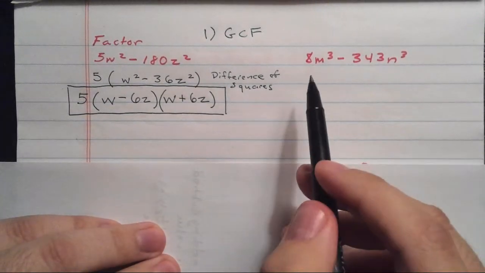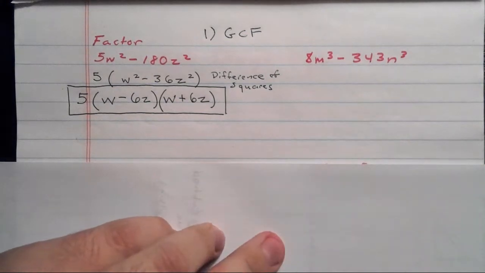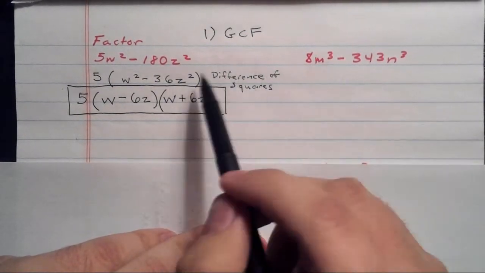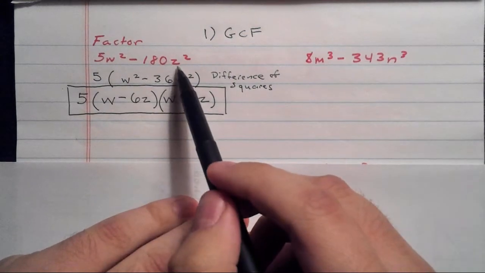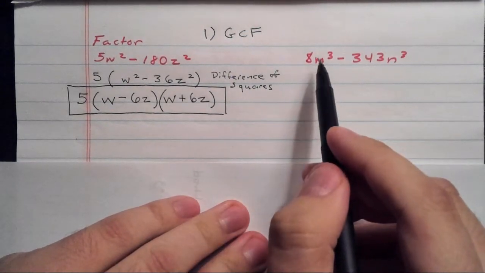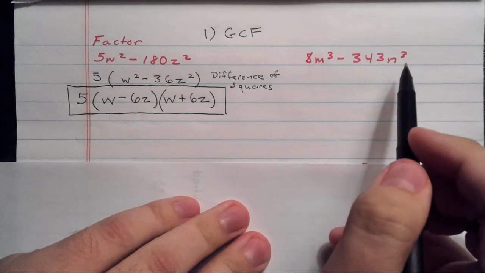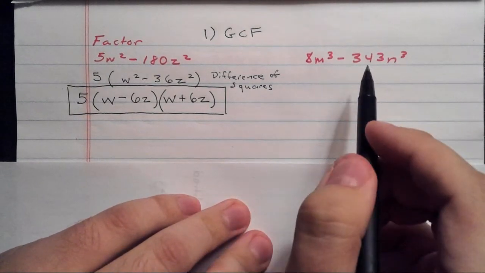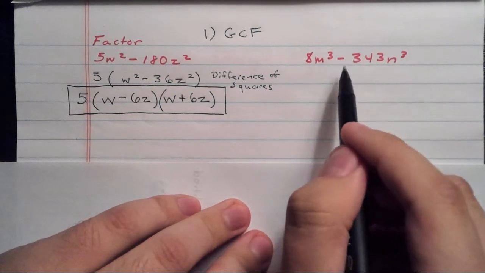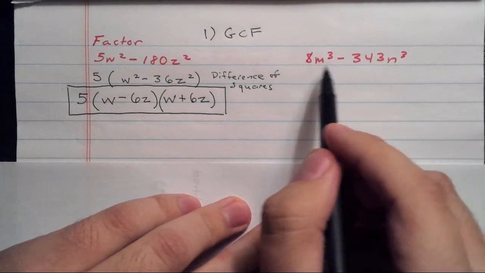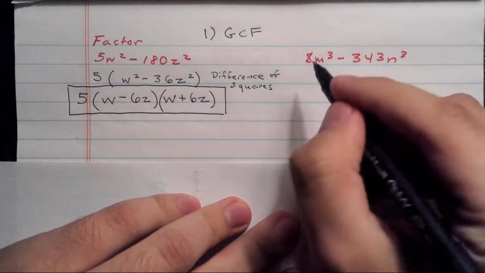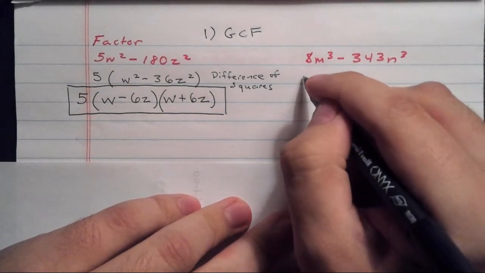Now let's take a look at this one over here on the right. So the most obvious difference between these two problems that I've just seen, here I had squares and here I do not have squares. I have m to the third and n to the third. Well, these numbers are cubes. What I'm looking at here is a difference, because I'm subtracting, of cubes. Each number that I see in front of me is a cube. All right? So the question is, what are these cubes of?